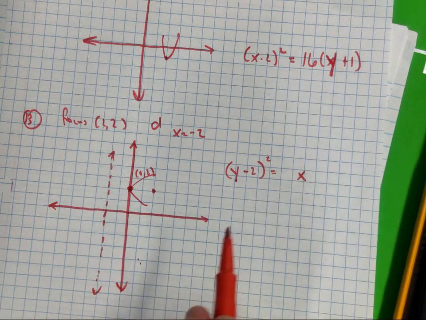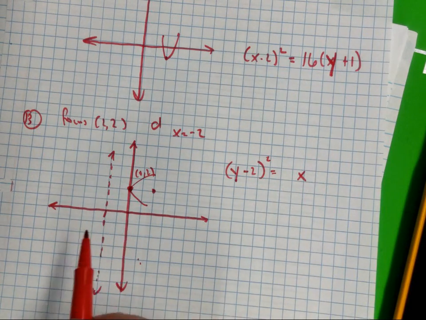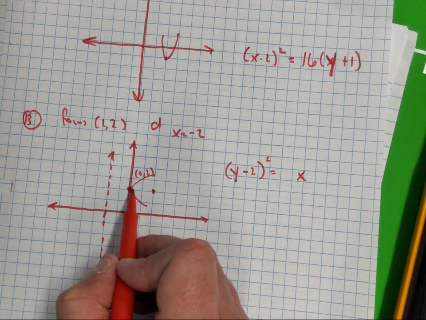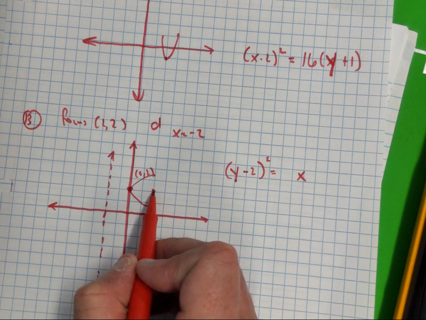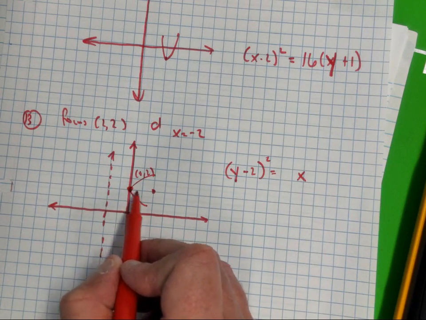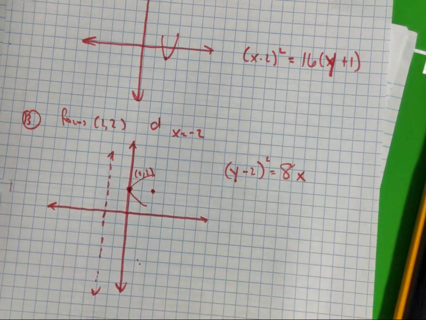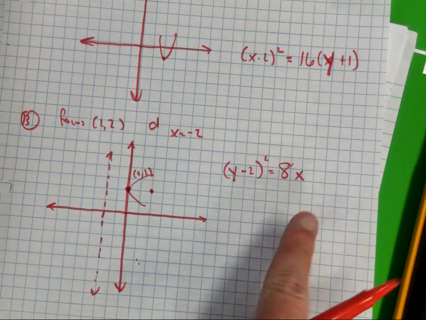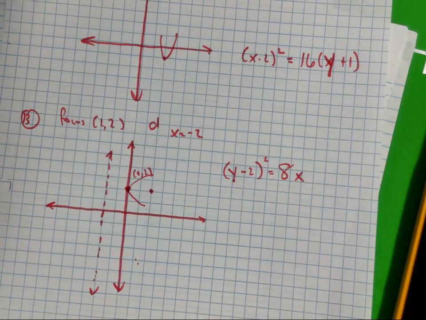Now let's determine our focal width. It is the distance from the focus to the vertex, or the directrix to the vertex, times 4. So I got 2. 2 times 4 is 8. And because I went to the right, it's positive. Okay?